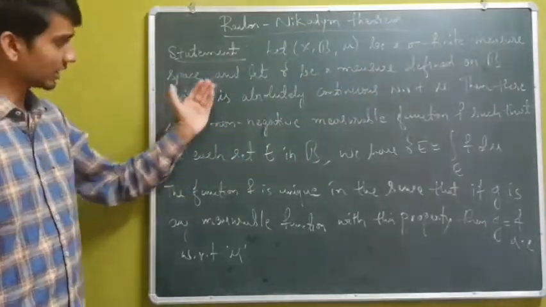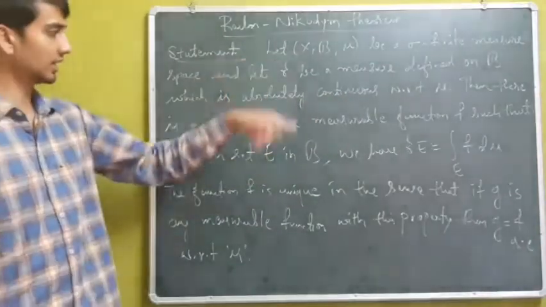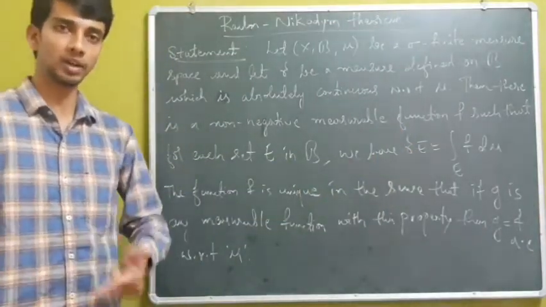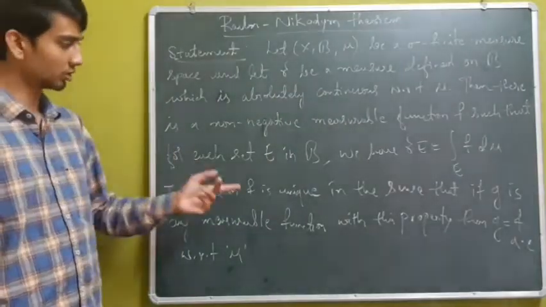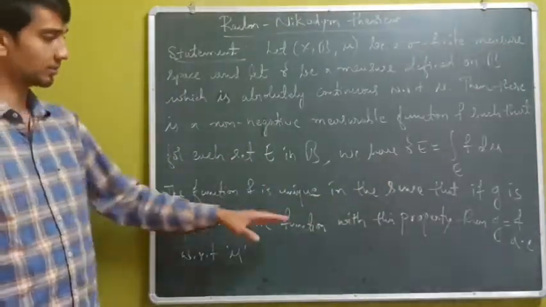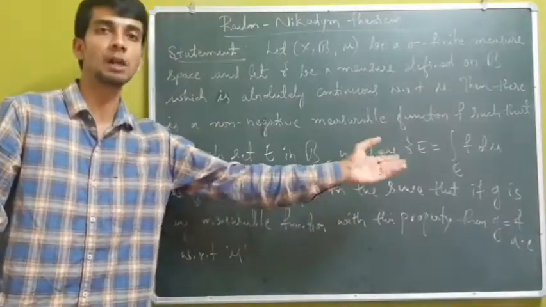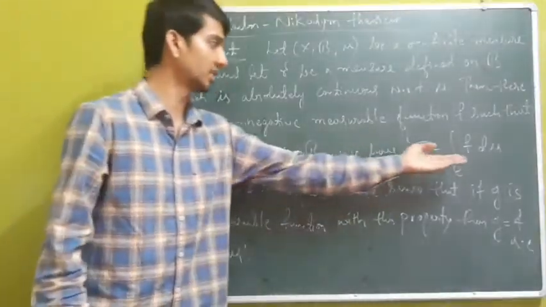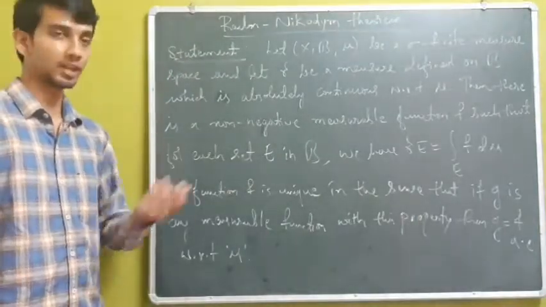Then there is a non-negative measurable function, say f, such that for each set E in B, we have gamma of E defined as the integral of f over E with respect to mu. The function is also unique in the sense that if g is any other measurable function carrying that property, then g equals f almost everywhere with respect to mu. So the representation of this kind is unique. That is what this line says, and I will come again to the statement.